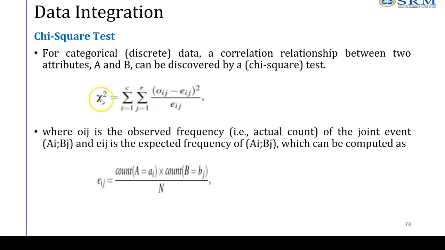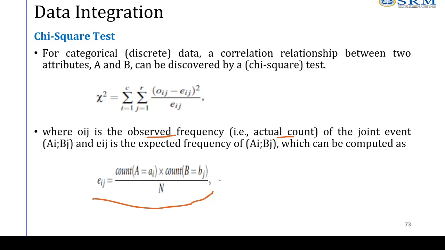The chi-square test is denoted as χ² equals the summation where i equals 1 to c and j equals 1 to r, of (Oij minus Eij) the whole square divided by Eij. Oij is the observed frequency, which is the actual count, and Eij is the expected frequency, which is what you are expecting and will be calculating. The formula for the expected count is count of A equals ai times count of B equals bj, divided by n.